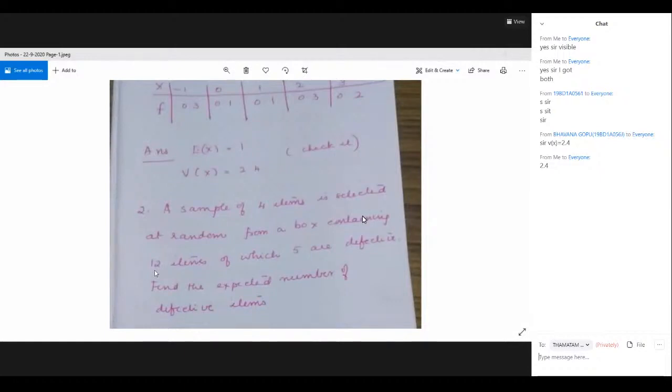Did all of you understand that question? Anyone respond in the chat box. In probability, we have to understand the question, then only can we answer. For this problem, first we have to find the probability distribution function.